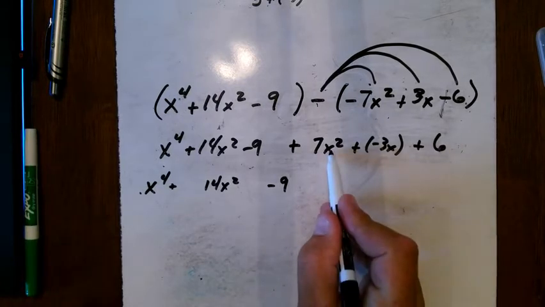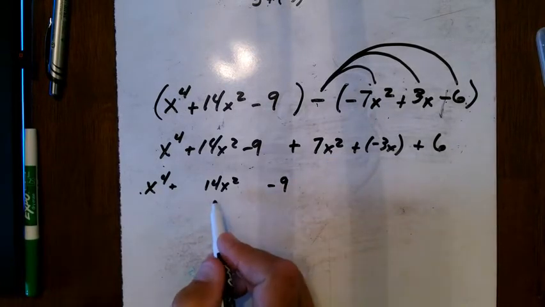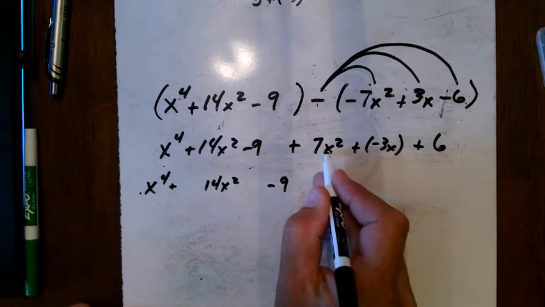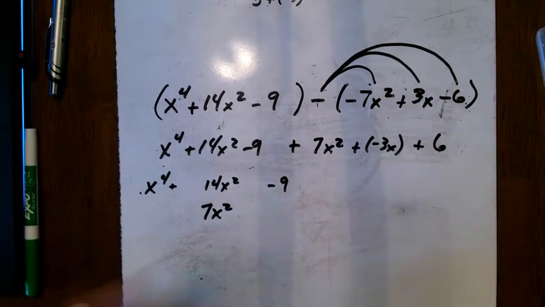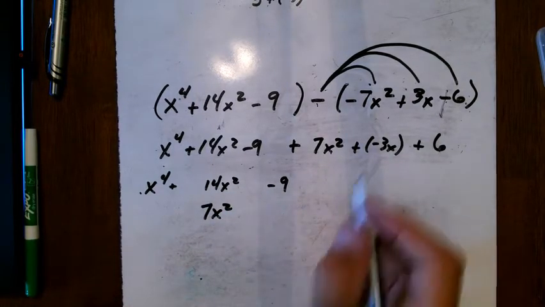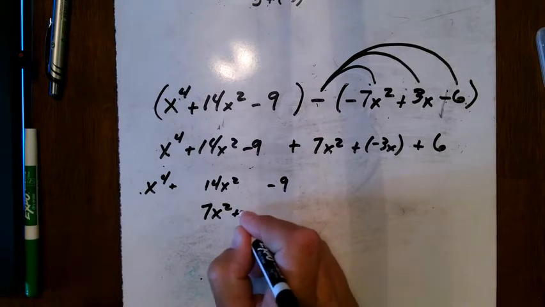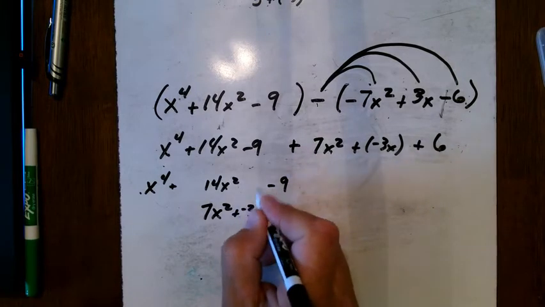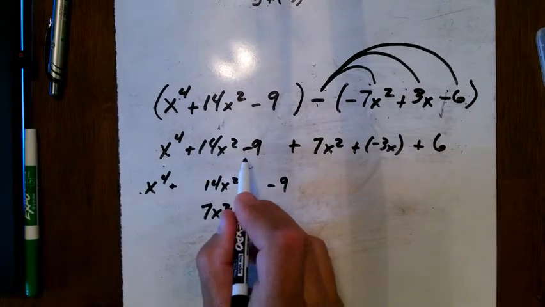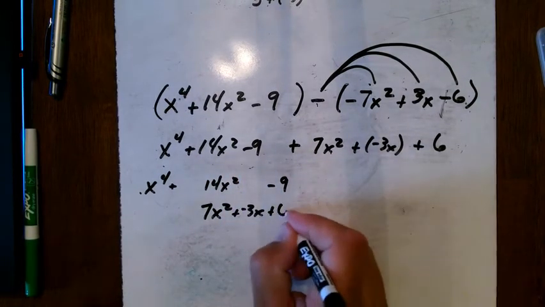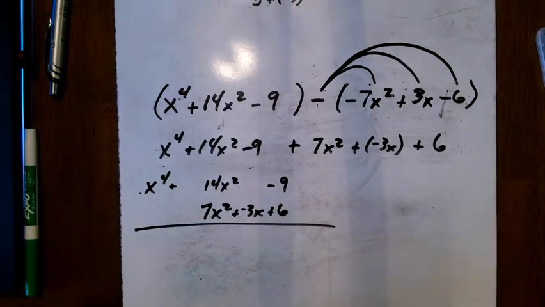I'm going to take these and bring them down below and put them underneath the like terms. So 7x squared, 14x squared, these are like terms, so I'm going to set them on top of one another. Plus a -3x. There is no x variable in this polynomial. And then we have plus 6. So now we can combine like terms.